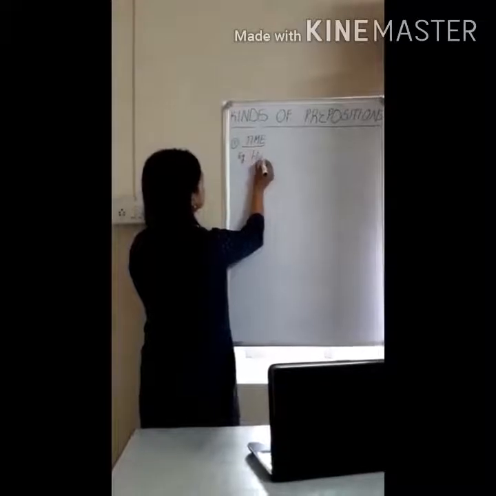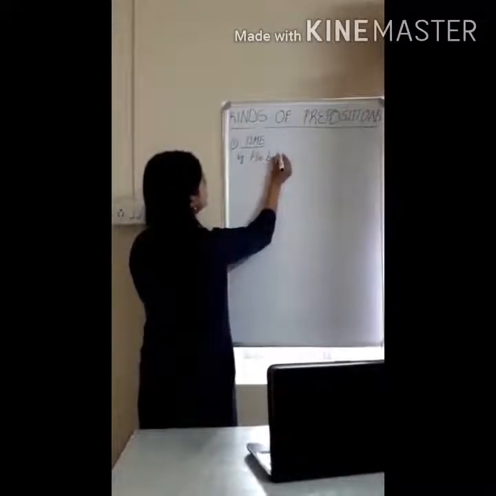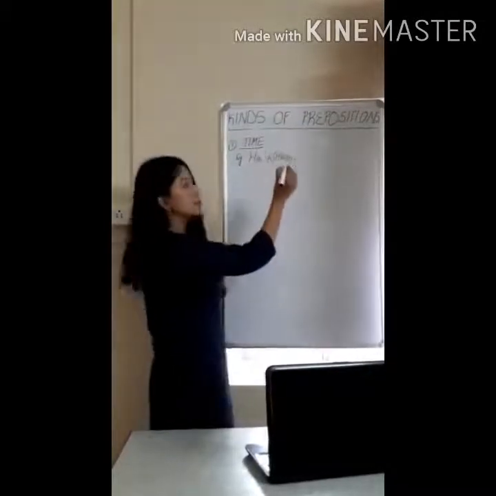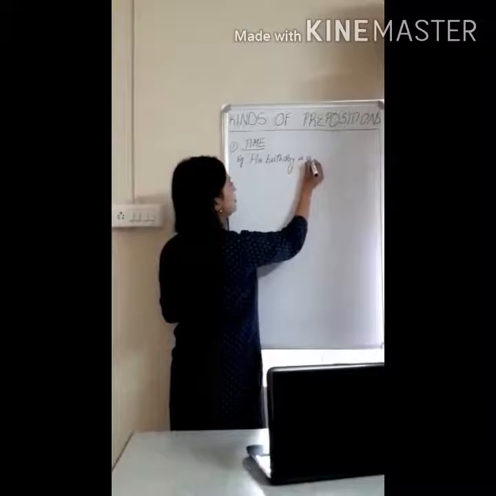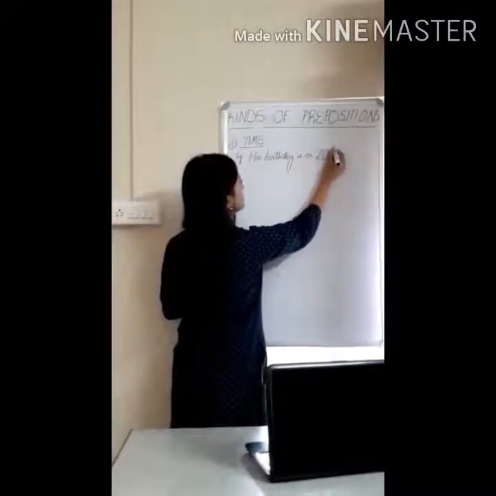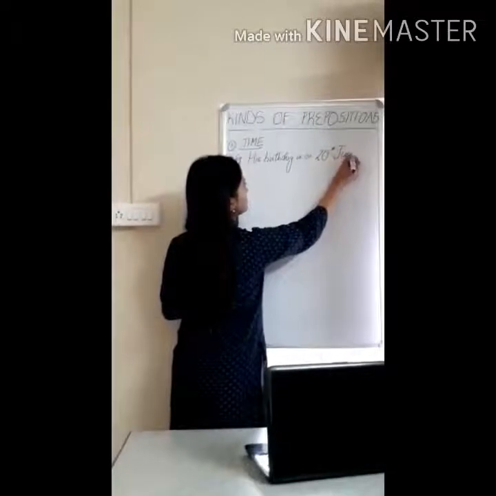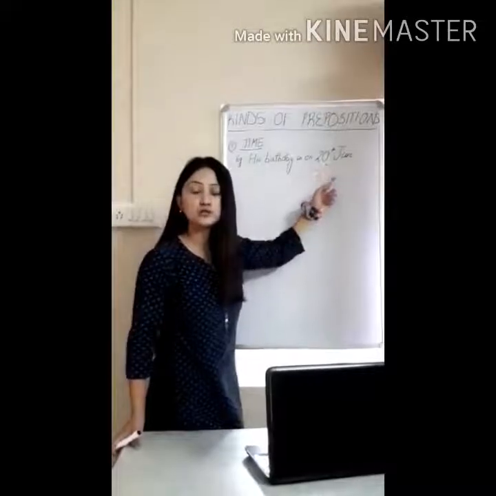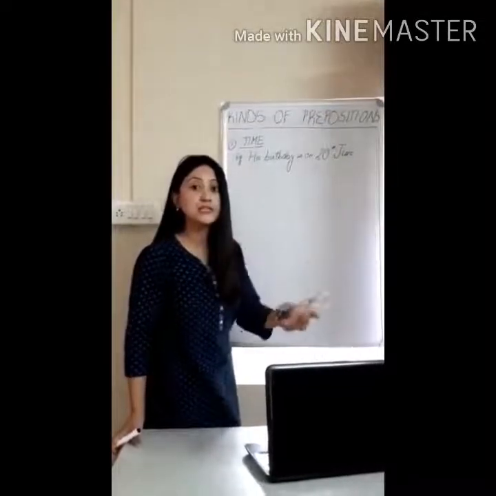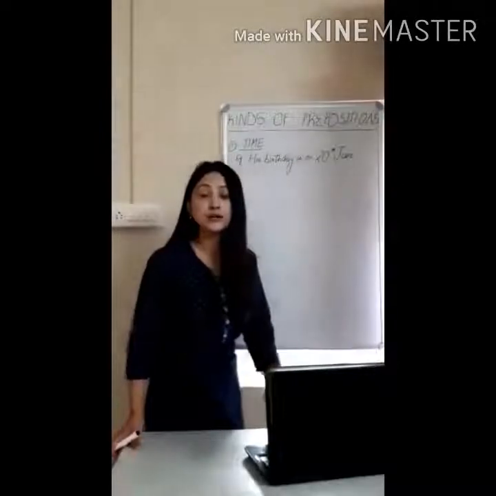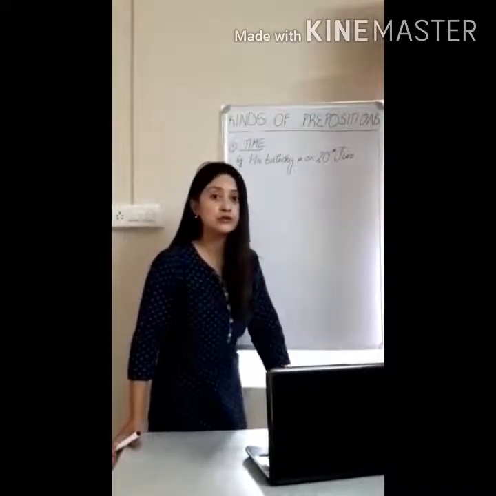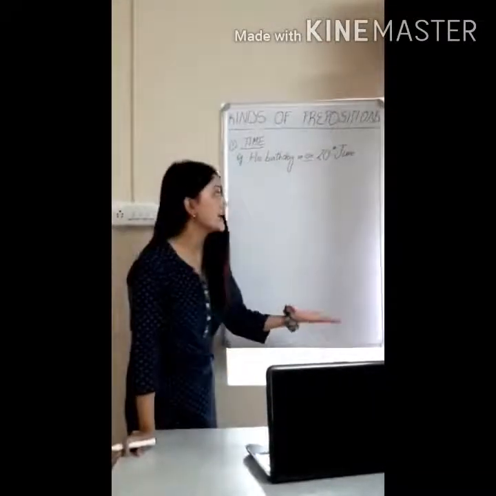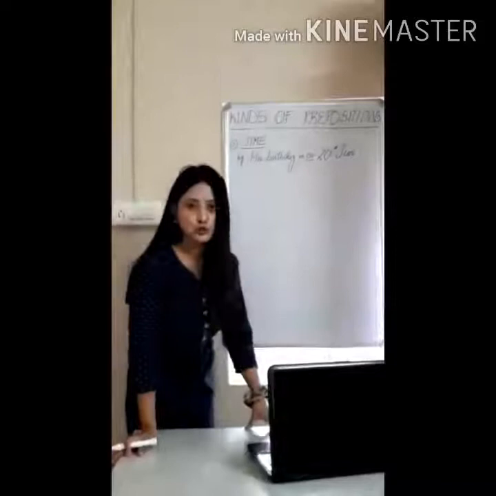His birthday is on 20th June. So look at the sentence. His birthday is on 20th June. So when is his birthday? On 20th June. So on here helps us to understand the particular time he was born. So here on is a preposition of time. On what time? On 20th June.